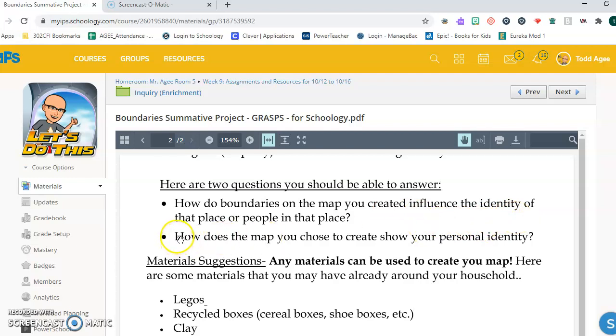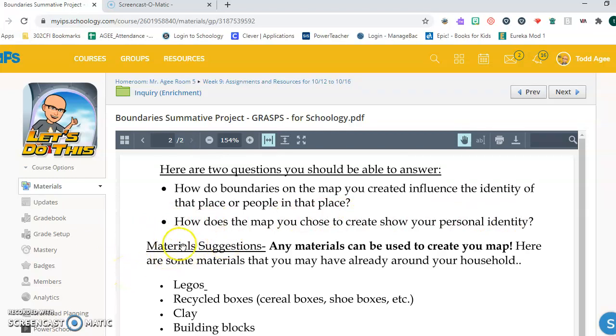And the second question is, how does the map you chose to create show your personal identity? So why did you choose to do what you did? If you made a map of a cat kingdom, why did you choose to make that map of the cat kingdom? Do you really love cats? Do you have this story about cats in your mind that you wanted to sort of play out with the map that you created? And so this is just a question about, why did you do what you do?